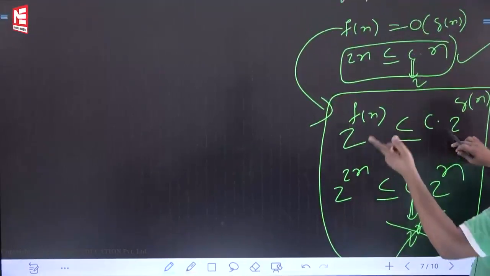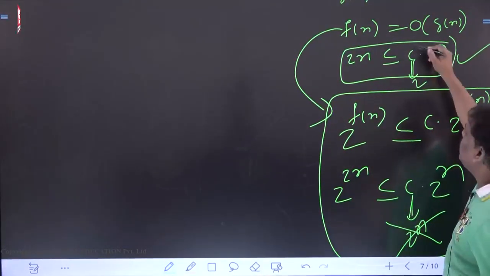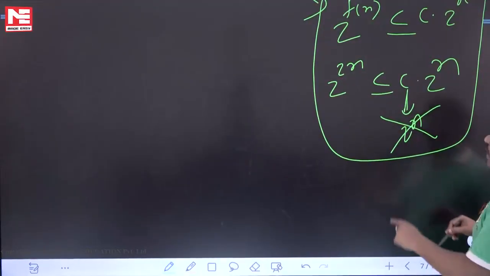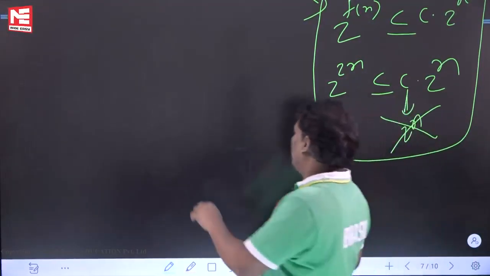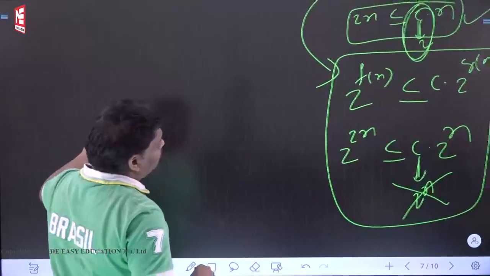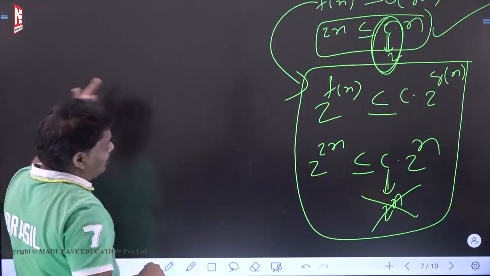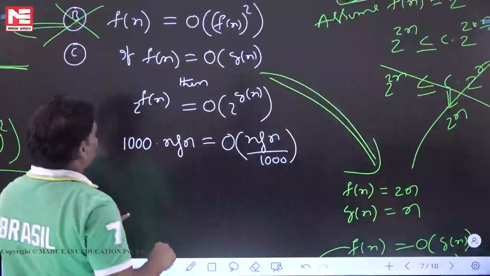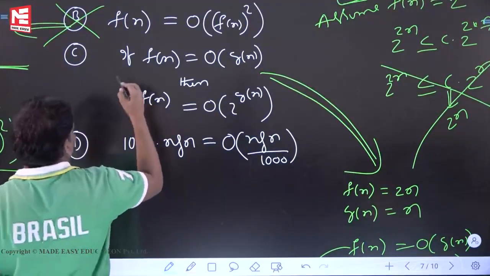What is the reason? Before keeping in the power, only c value 2 is required. But after keeping in the power, c value 2 power n is required. That is the reason it fails. I am repeating once again: between two functions, big O is possible, but after keeping in the power, big O may not be possible. That's what option C is saying.